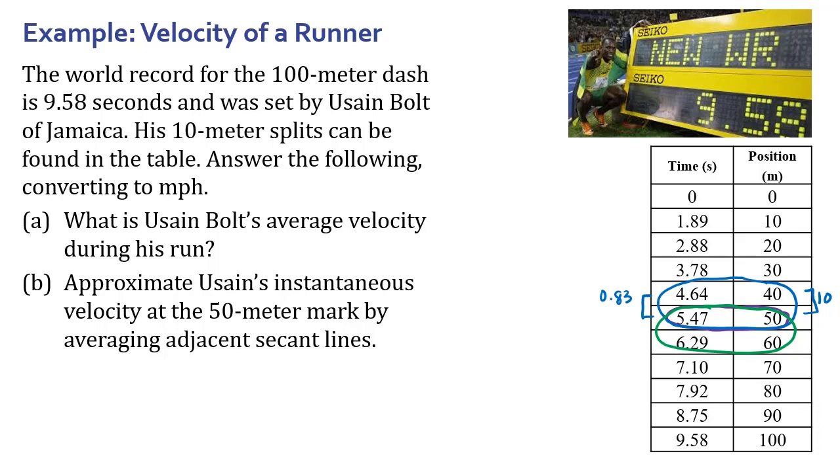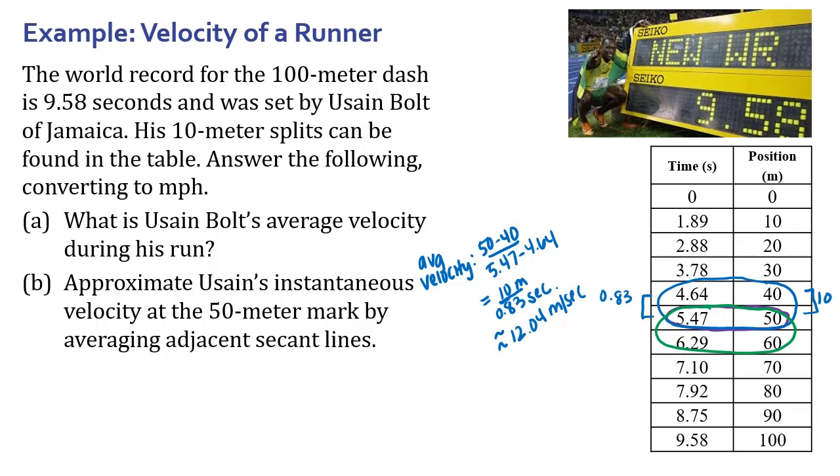So going from 40 to 50, as he's approaching that 50 meter mark, his average velocity is going to be 50 minus 40 over 5.47 minus 4.64, which gives us 10 over 0.83. Let's use our units: 10 meters over 0.83 seconds, which is approximately 12.04 meters per second.